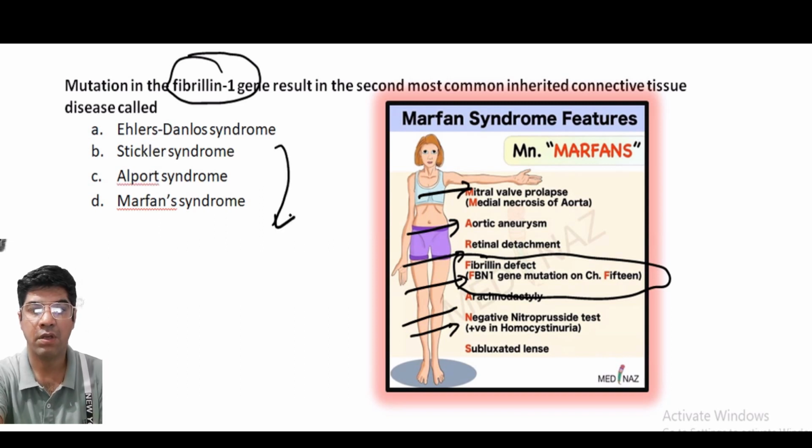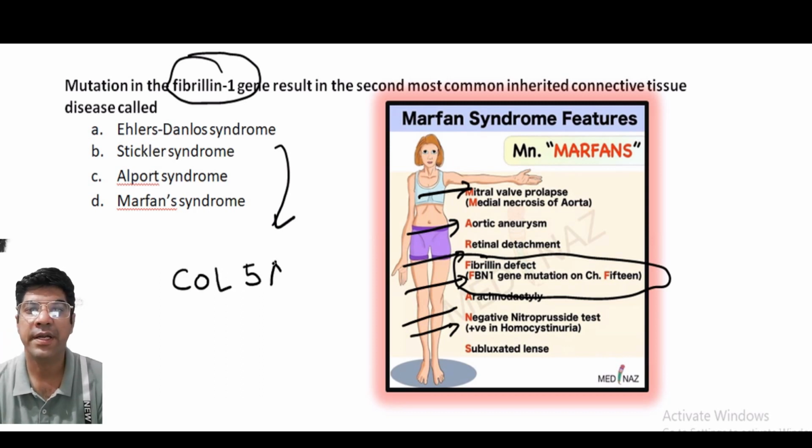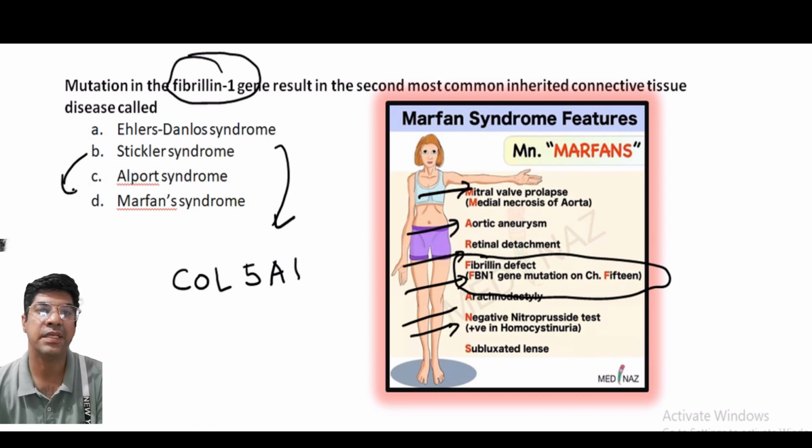The other syndromes, like Ehlers-Danlos syndrome, are a group of inherited connective tissue disorders, but they generally affect genes like COL5A1 and A2. The second is Stickler syndrome. It is another connective tissue disease that is associated with the COL11A1 gene. Alport syndrome is a hereditary kidney disease that can affect the glomerular basement membrane.